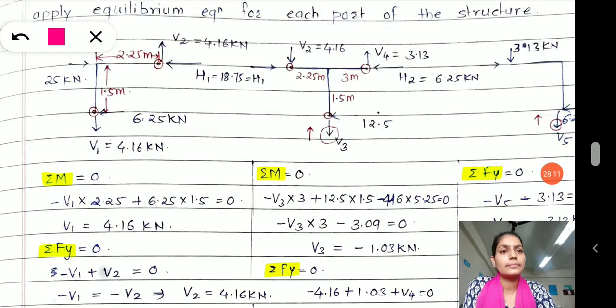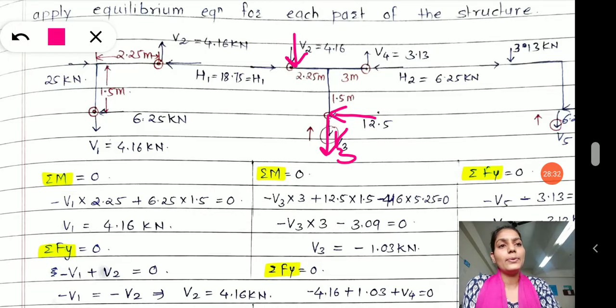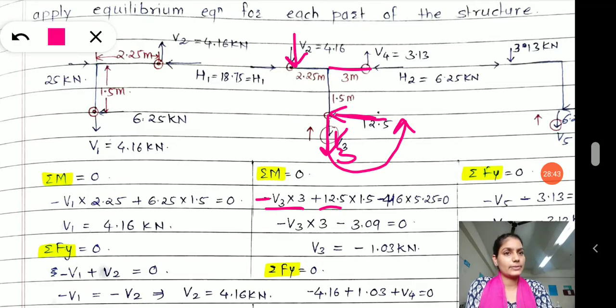Now next, see here, a force acting horizontally at this point, a force acting downward at this point, and a vertical force at this point. These are the three forces which will add up to our bending moment equation. So V3, this V3 into horizontal distance, how much is it? 3. Then this H1 is making anti-clockwise, that's why I am taking negative. Then 12.5 is making clockwise, 12.5 into vertical distance.